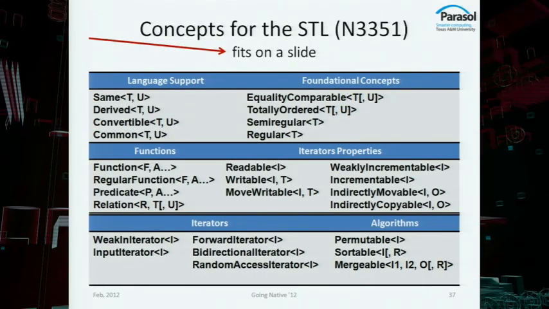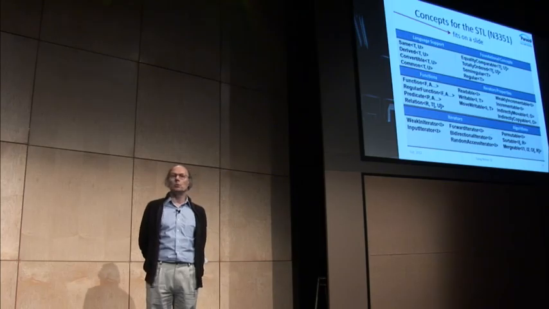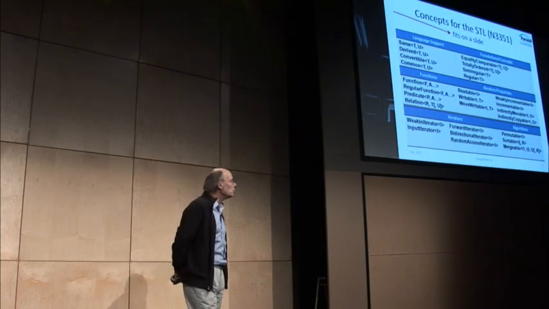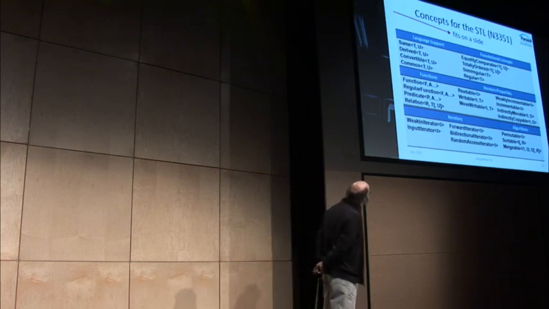Okay, so we ended up with this. These are all of the concepts that we came up with for characterizing the standard library and a bit more. Same, derived, convertible, common, function, regular function, predicate, relation. You've heard all of these words before. I mean, they are, after all, the concepts we use to describe the standard library. And they fit on a slide.